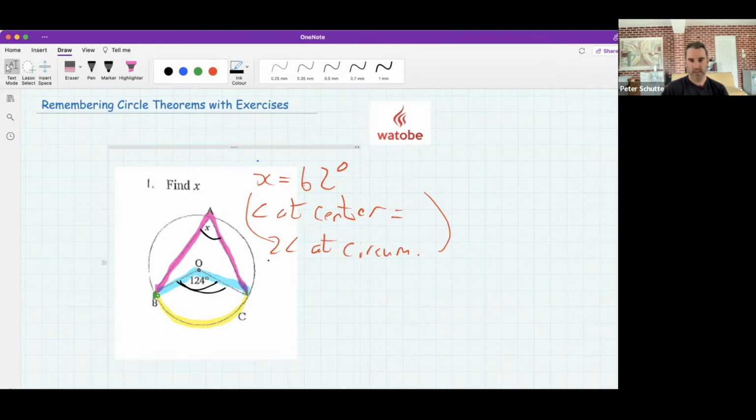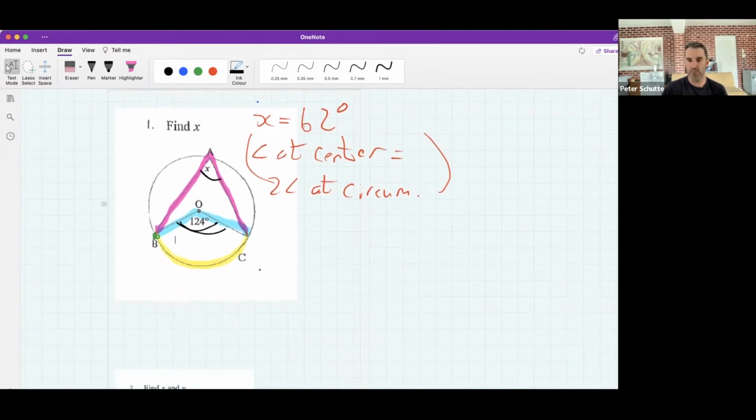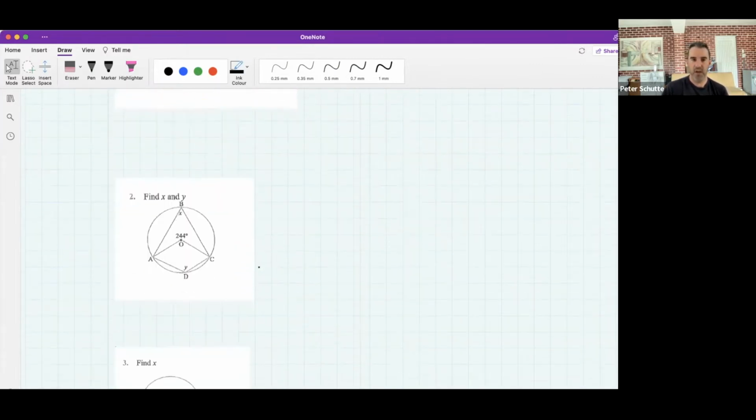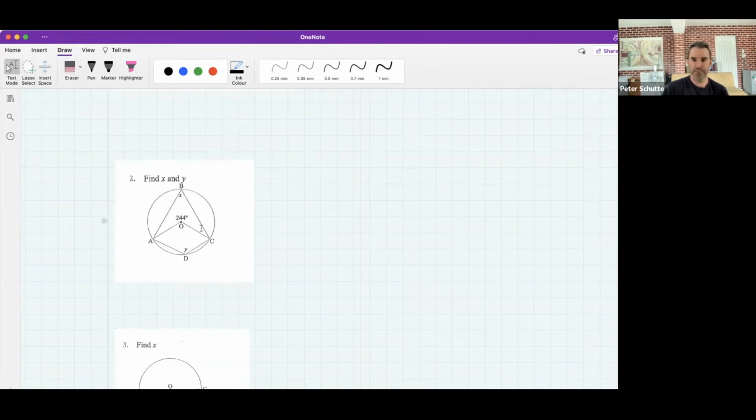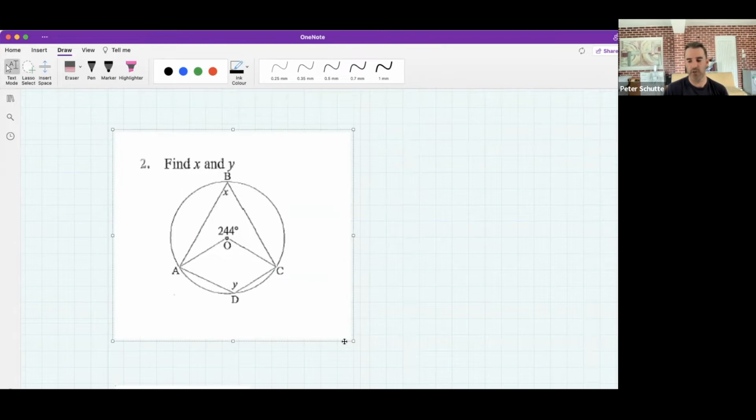Okay. So again, stop me if there's a problem, but this is meant to be the speed round. So I want to get through this like reviving your memory, unless we need to stop further. Okay, question 2. I want you to find me X and Y, and you've got 60 seconds for this one.